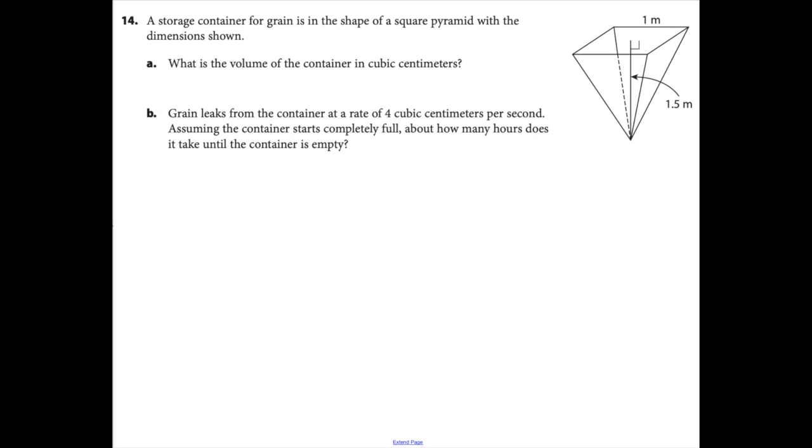All right. Next question here. This is one for you to try entirely. A storage container for grain is the shape of a square pyramid with these dimensions shown. A. What is the volume of the container in cubic centimeters? B. Grain leaks from the container at a rate of 4 cubic centimeters per second. Assuming the container starts completely full, about how many hours does it take until the container is empty? So please pause the video, try to answer A and B, and then when you're ready, unpause, and you can see what I got.